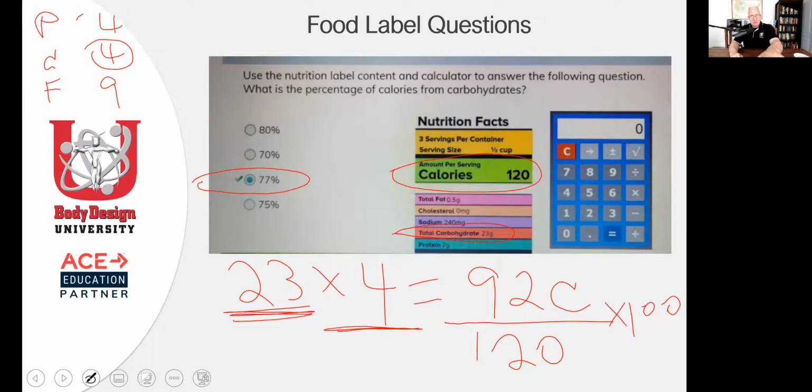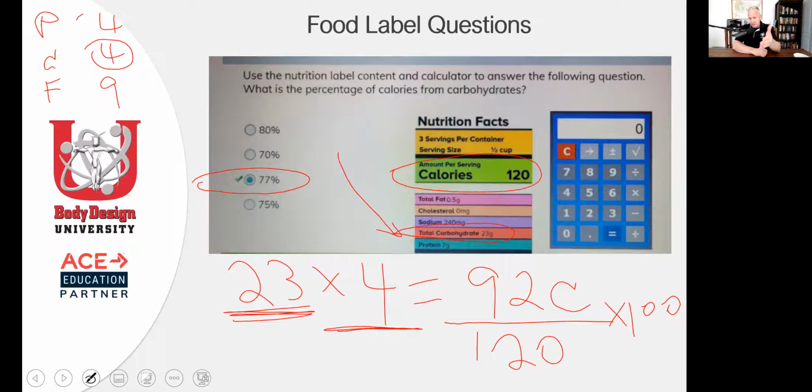Okay, let's run through it again. What is the percent of calories? You've been given grams. They want calories and percent of calories. You've got to convert grams to calories. 23 grams times 4 gives you 92 calories. Okay, do that over and over in your head, and it'll become automatic.